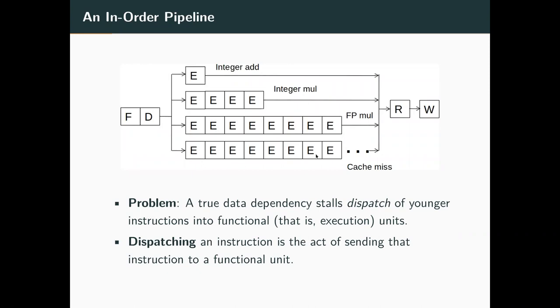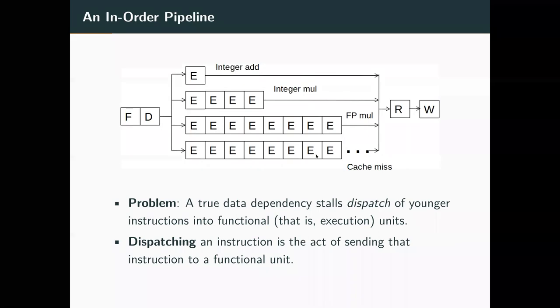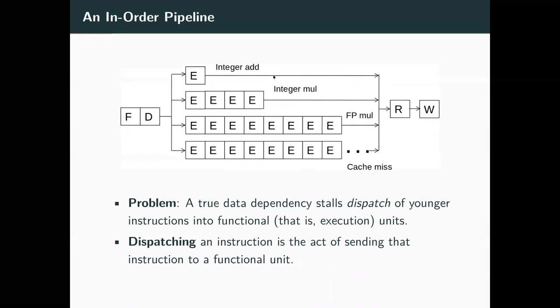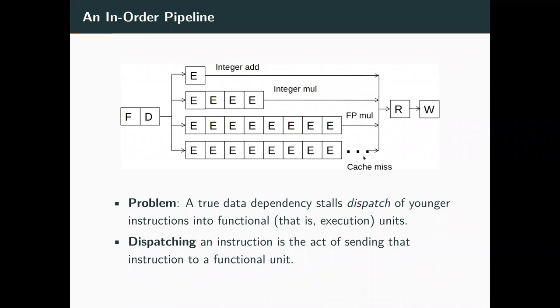We have the fetch, decode, and then a bunch of different units for doing different types of execution. So this would be an integer add up at the top. Integer multiply would take a little bit longer. Floating point multiplication takes even longer. And our cache miss situation is going to take a long time here. And then we have this reorder right at the very end.